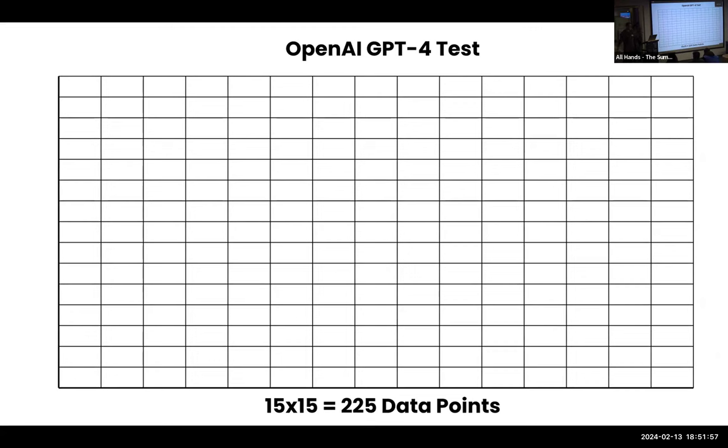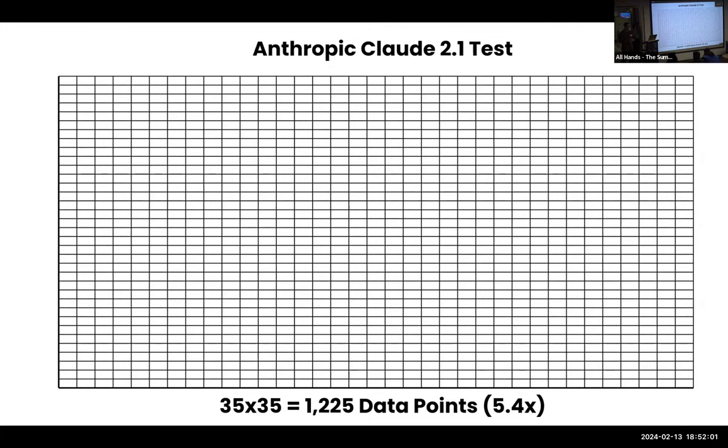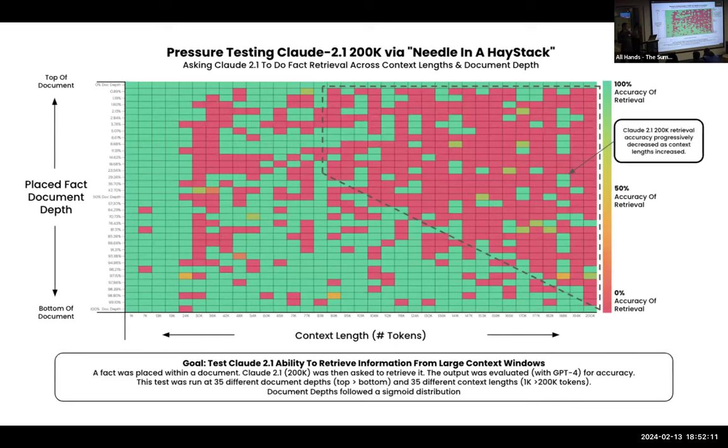So I did a 15 by 15 beforehand, so that's 225 data points. For Anthropic, we did a 35 by 35, and so that was about 5.5 times as much data. And then we do the same test for them. It wasn't as positive for Anthropic right out the gate.